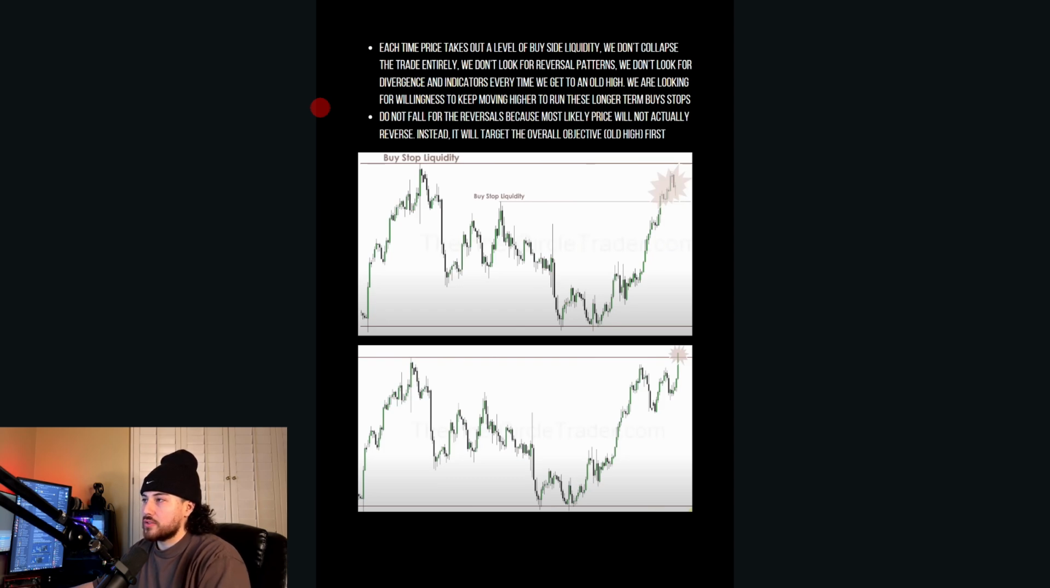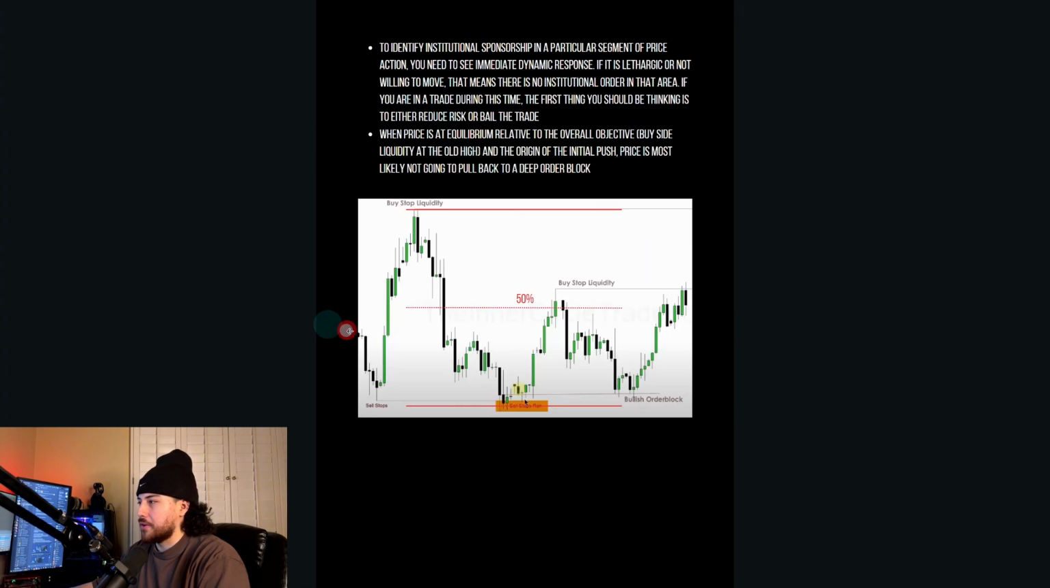Do not fall for the reversals, because most likely price will not actually reverse. Instead, it will target the overall objective, the old high, first. So what he is showing here is when price takes out buy sell liquidity, as we described over here, once we take out buy sell liquidity, we really aren't looking for reversals. Not to say price can't reverse, but ultimately we anticipate price to continue to go higher.